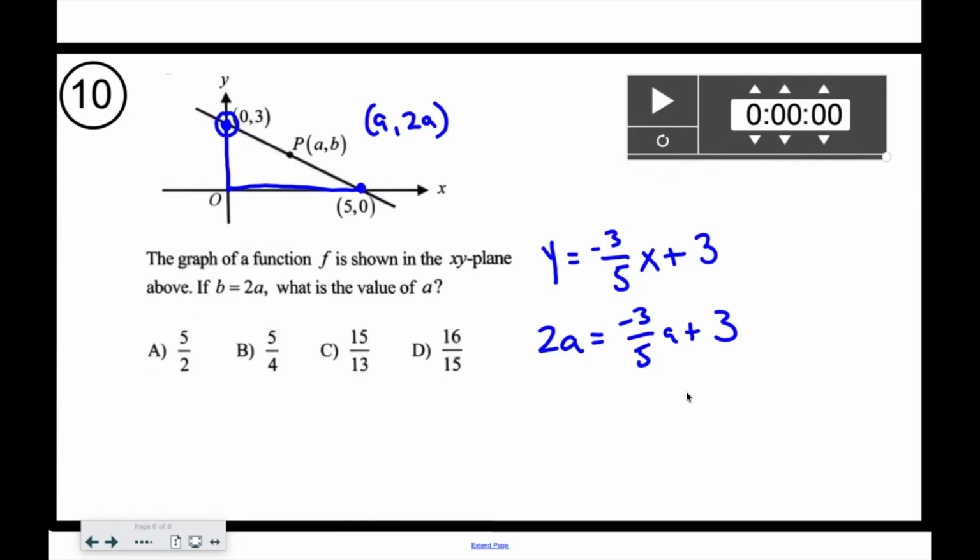So if you wanted to use Desmos for that, you could, but I just multiplied everything by 5. So 10A is negative 3A plus 15. And finally, add the 3A over and you get 13A equals 15. You'll probably stop there, because if we divide each side by 13, I would get 15 over 13.